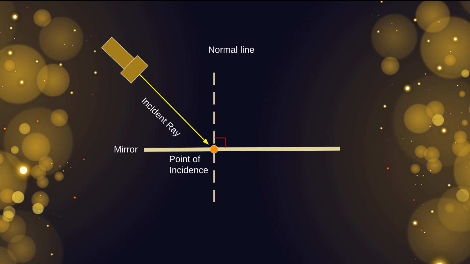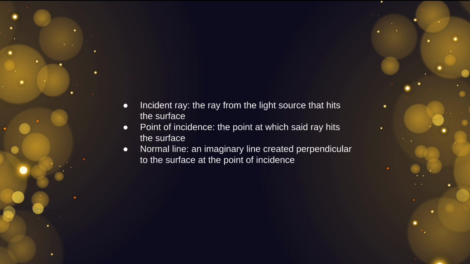Like we learned in the last video on refraction, which you should watch after this video if you haven't already, we learned about incident rays, the normal line, and the point of incidence. For those of you that haven't seen the video, the incident ray is the ray that comes from the light source towards the surface. The point of incidence is, as you might guess, the point where the incident ray first hits the surface. Lastly, the normal line is an imaginary line drawn perpendicular to the surface at the point of incidence and serves as a reference for various purposes.